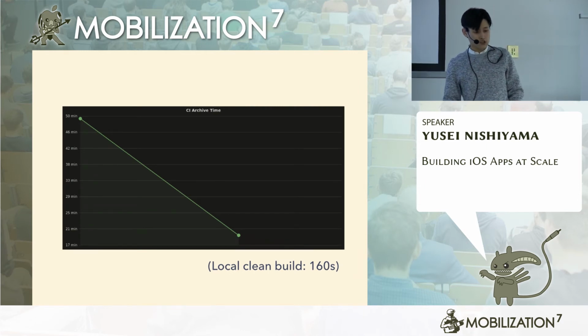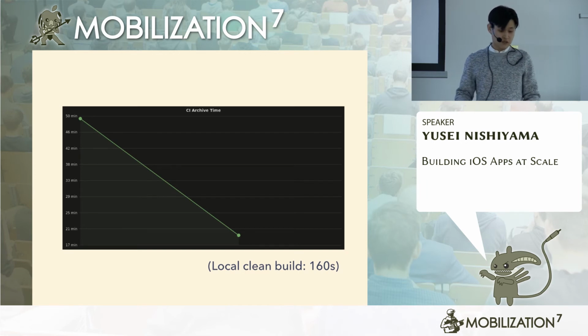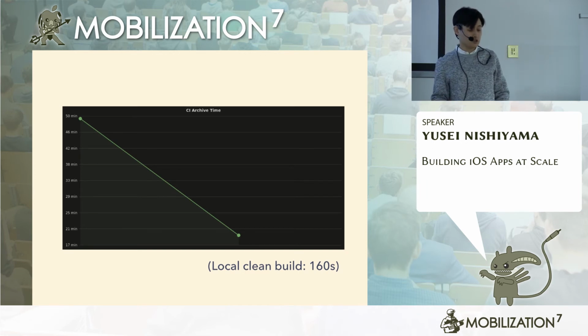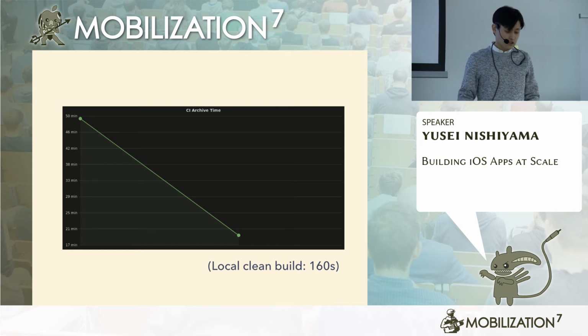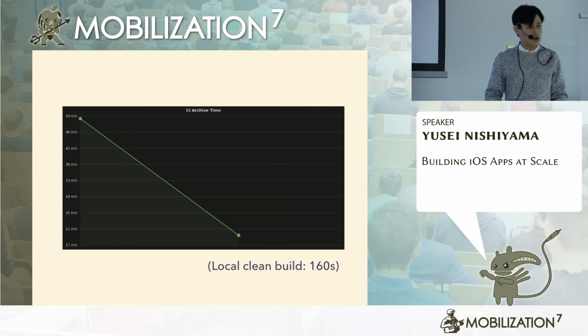Whole module optimization without any optimization, to be honest, may sound really weird, but it makes the build time really fast in most cases. So with the setting, now CI takes less than 20 minutes to test and archive.